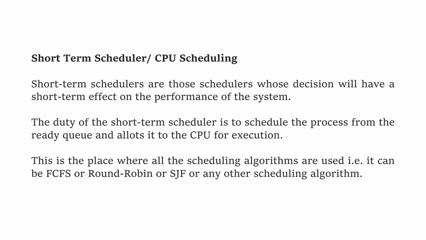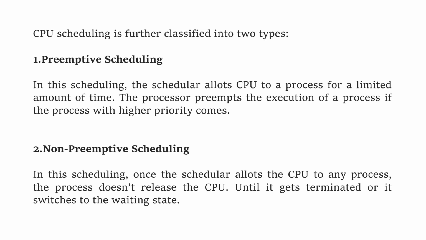This is the place where all the algorithms are used. It can be FCFS, round robin, or SJF, that we are going to see one by one in the coming videos. This CPU scheduling is further classified into two types. That is, the short-term scheduling is further classified into two types. Here we can have preemptive scheduling and also non-preemptive scheduling.